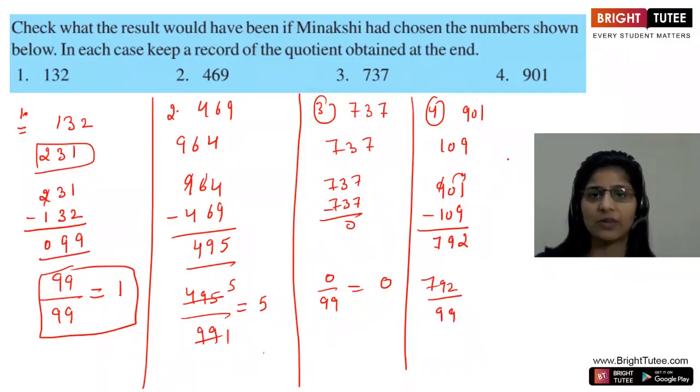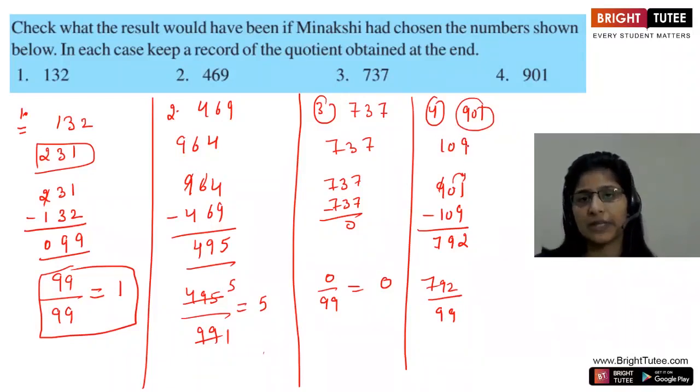Are you getting what we have done? 901 is the 3-digit number given. So reversing the digits, we get 109. Then we are going to subtract 109 from 901. So 11 minus 9 gives us 2. Here it is 9 left, and then here it is 8. 8 minus 1 is 7. 792 we are getting.